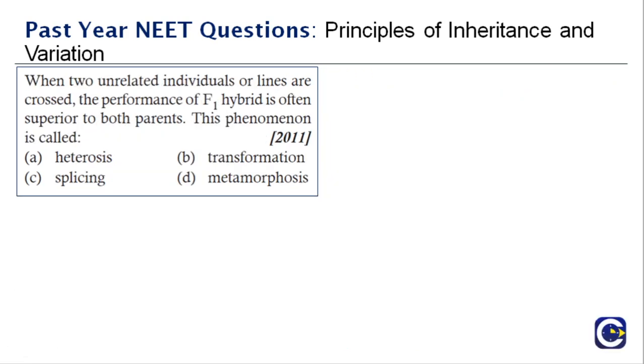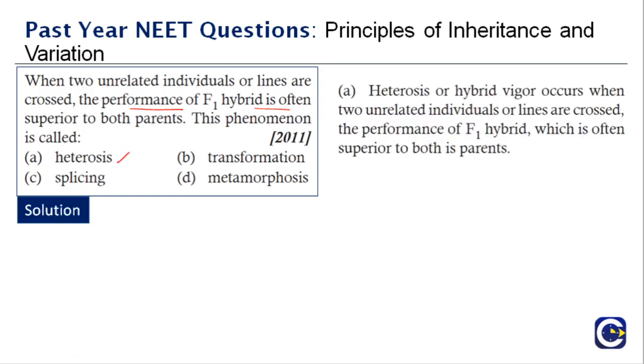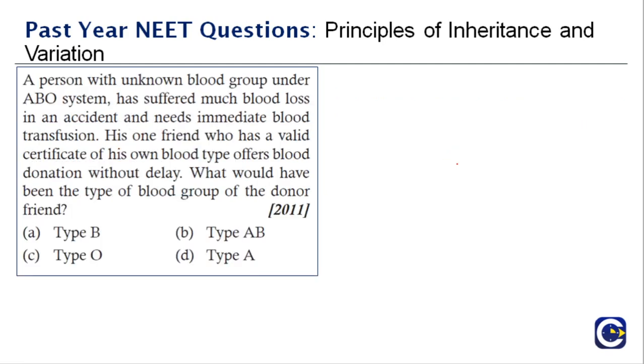When two unrelated individuals or lines are crossed, the performance of the F1 hybrid is often superior to both the parents. This phenomenon is called... it is a very simple question where you need to know the definition, and the answer is heterosis. So heterosis or hybrid vigor occurs when two unrelated individuals or lines are crossed, and the performance of the F1 hybrid is often superior to both its parents. So the answer is A.